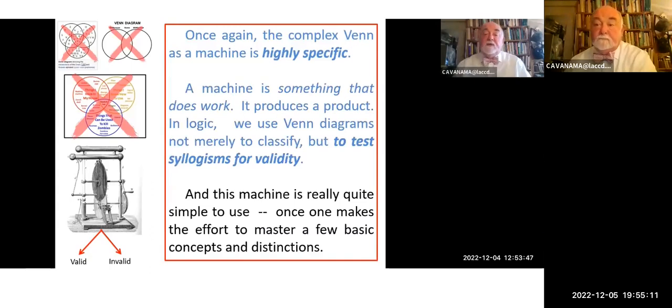Once you make the basic effort to master a few basic concepts and distinctions, and of course once you memorize the vowel letters and the figure and mood, and that again was stuff we did in chapter 4. So you need to review that at this point, particularly thinking about prepping for the test. Now's the time to go back and look at chapter 4 again.